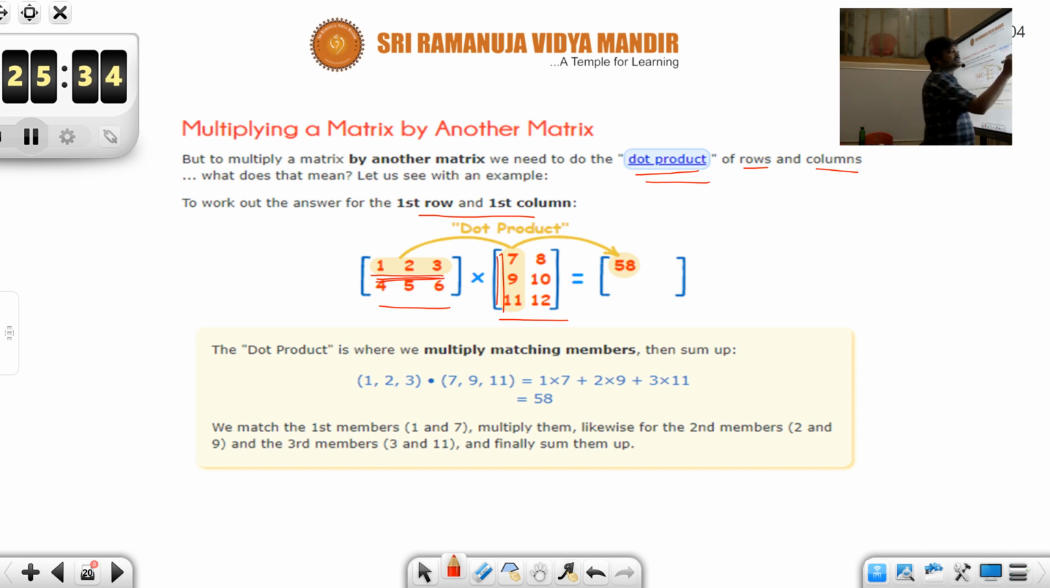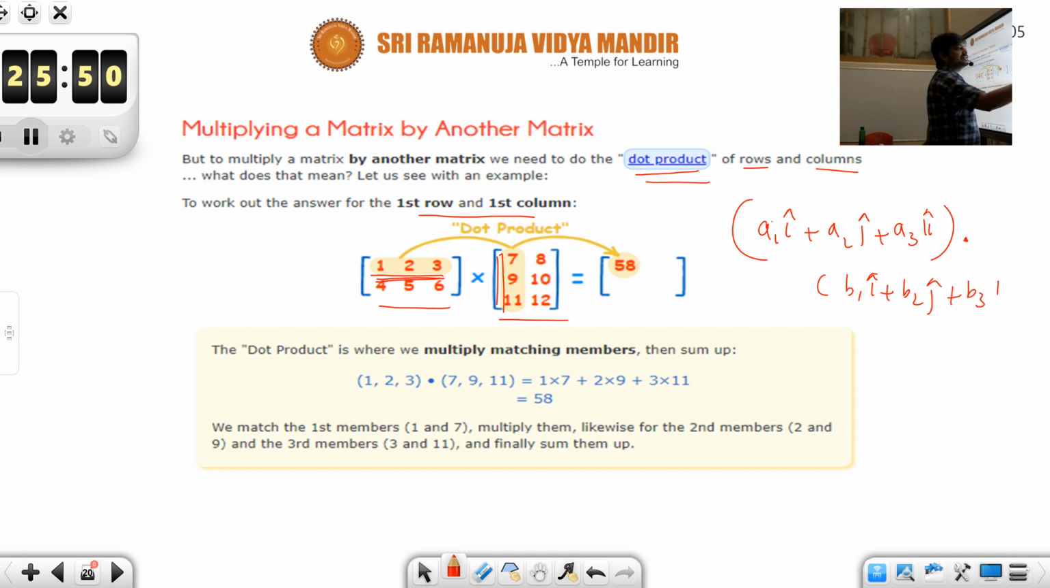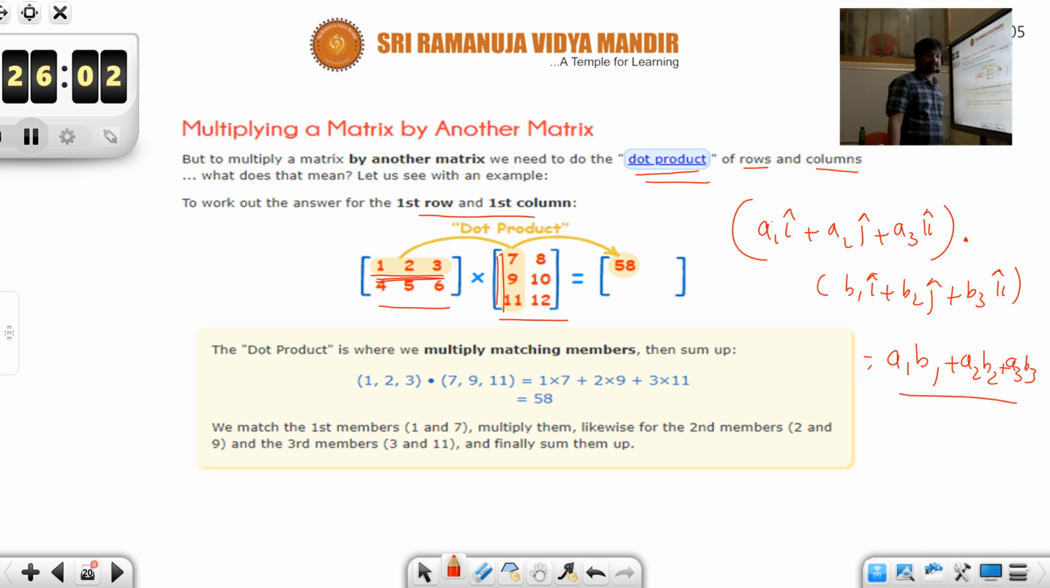Students, you know this already. For example, if you are given two vectors a1 i plus a2 j plus a3 k and b1 i plus b2 j plus b3 k, you know how to find the dot product, isn't it? The result will be a1 b1 plus a2 b2 plus a3 b3. This is what the dot product results in, right?